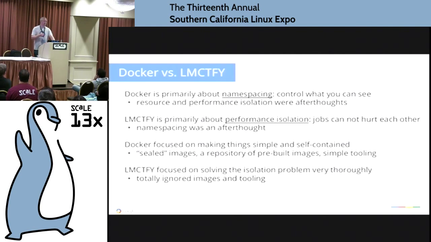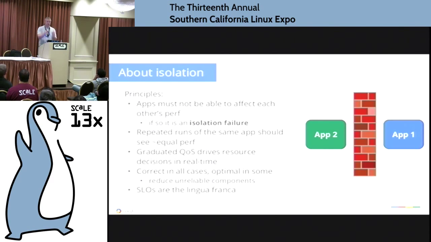Docker has focused on making things really simple and self-contained and obvious and easy to use, really approachable. The repository, the tooling, everything around it is beautiful. Let Me Contain That For You totally ignored that problem. We didn't try to handle packaging. We didn't try to handle images. We're focusing just on isolation. So let's talk about isolation.